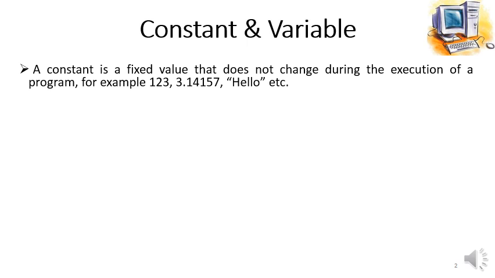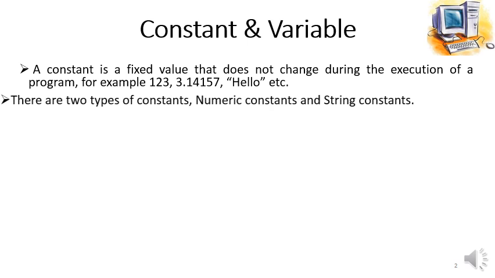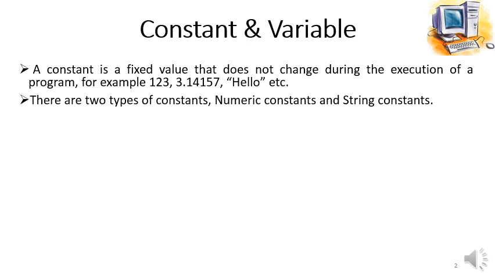So normally we define constant in other subjects, like in physics, that any physical quantity which cannot be changed, which does not change, that is called constant. But here we will define it that any fixed value that does not change during the execution of a program, that is called a constant. There are two types of constants: numeric constants and string constants.